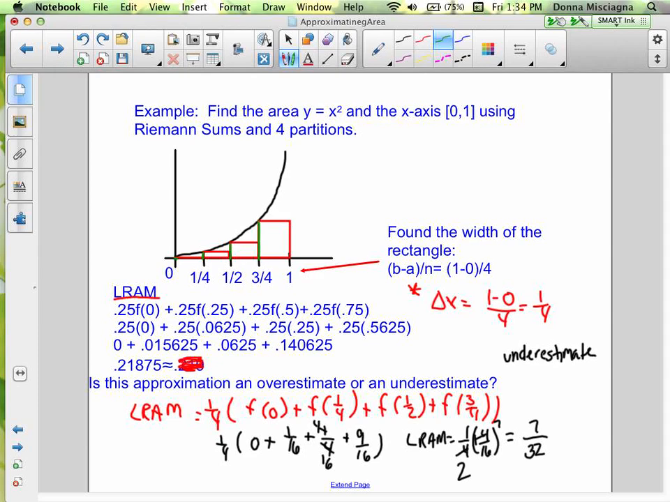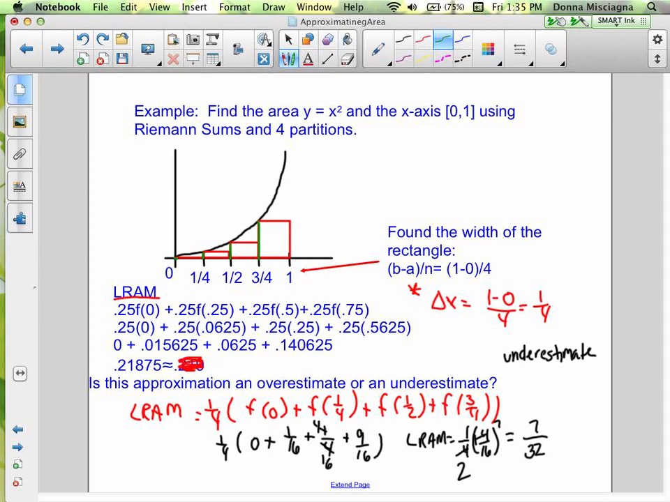So to find the left Riemann sum, or the left rectangular approximation method, whichever one you want to call it, I like Riemann sum, left Riemann sum. It would be the change in x times all of the heights for the 4 rectangles. So we're using f of 0 plus f of 1/4 plus f of 1/2 plus f of 3/4.